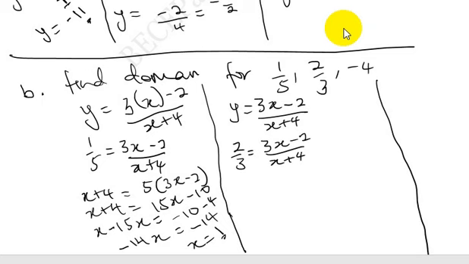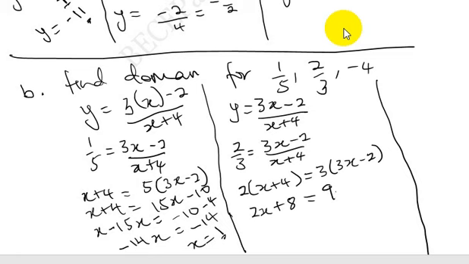So we cross multiply again. We are going to get 2 bracket x plus 4 in one bracket being equal to 3 bracket 3x minus 2 in another bracket. So we open the bracket. We are going to get 2x plus 8 being equal to 9x minus 6.